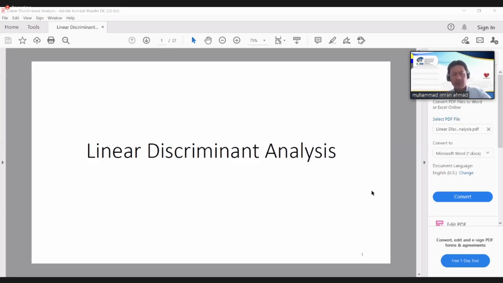Maybe from 10,000, we can reduce to 100 or maybe 50 or maybe less than that. During the reduction process, we try to preserve and maintain the rich information existing in the feature vector. This is the idea of PCA and LDA.